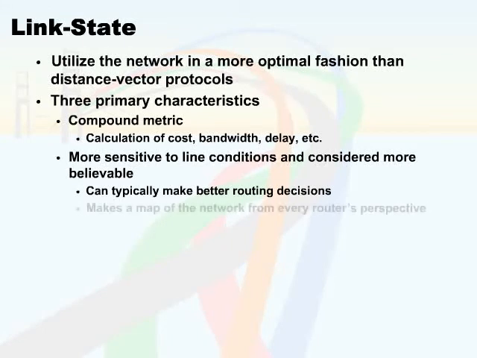The other thing about a link state routing protocol's sensitivity to line condition is that it really understands the network. It will physically make a map of the network from every router's perspective, which will sometimes take the form of a tree. This helps routers on a network understand all of the possible links to every destination and can therefore typically have much better convergence time anytime there is a fault on the network.